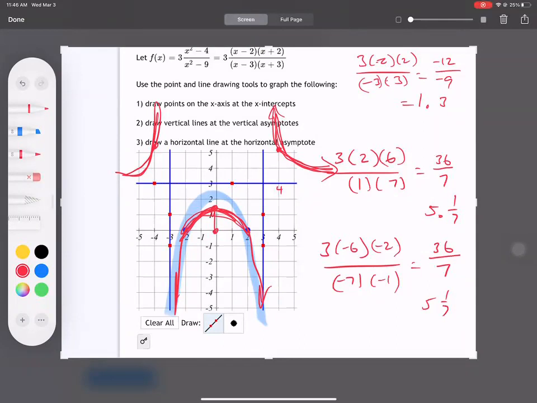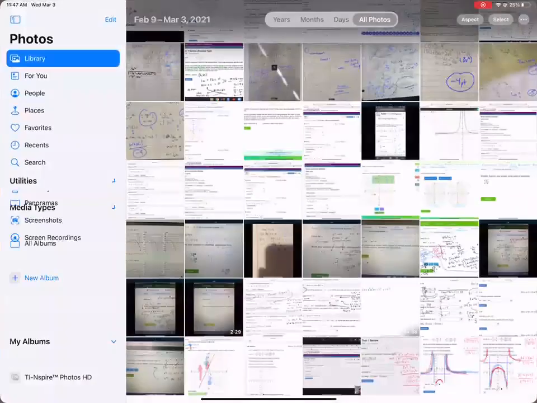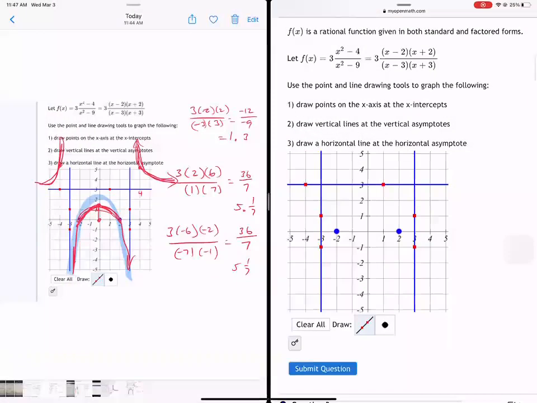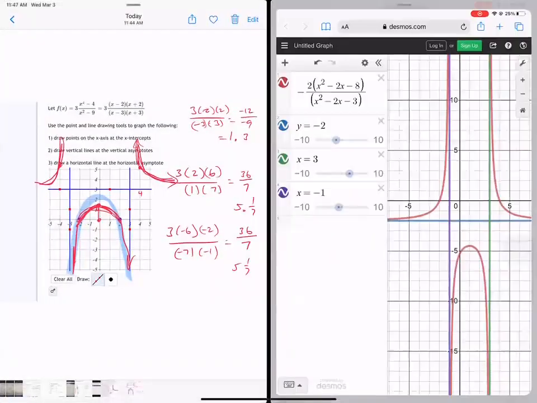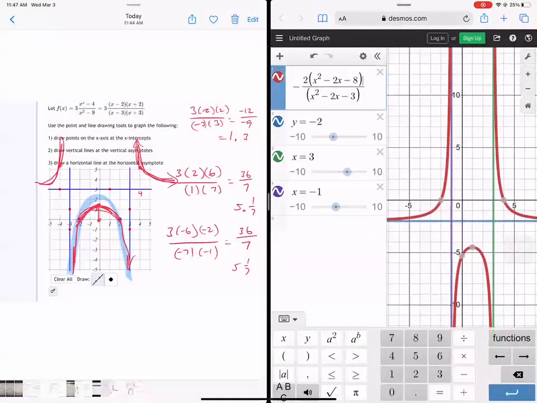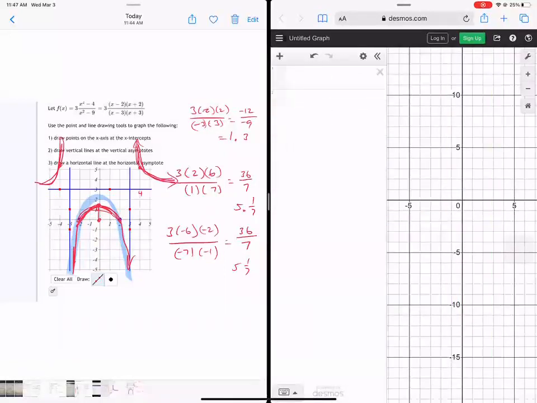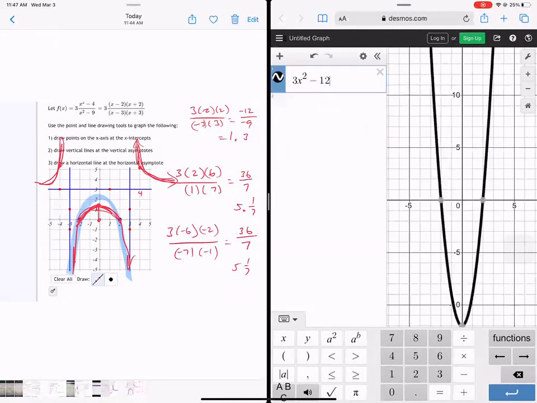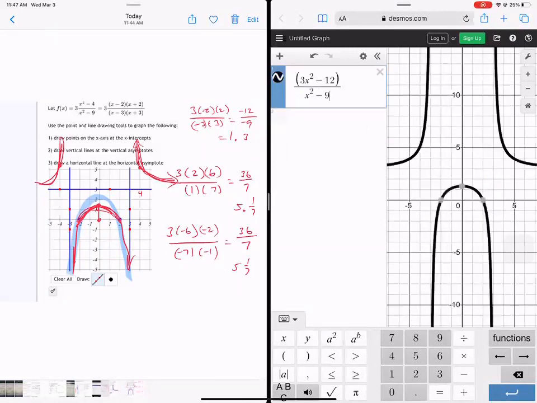Okay, so I'm going to make sure you guys believe that. This was our graph. Oops, wrong one, I'm sorry. Okay, so our problem was, I'm going to try to rewrite this. Let's say it's going to be 3x squared minus 12 on top, divided by x squared minus 9.